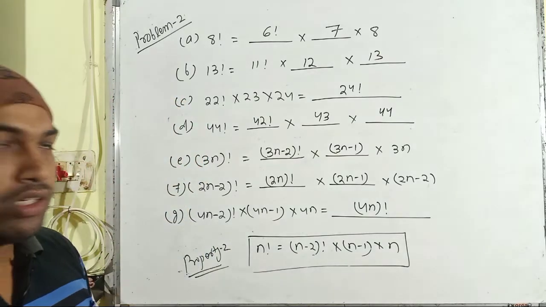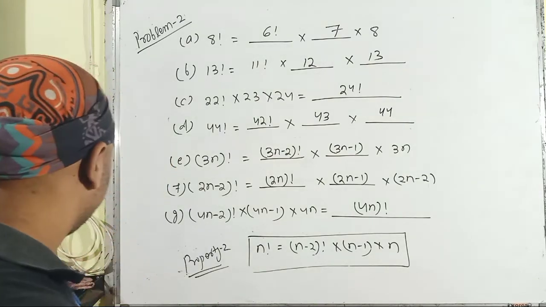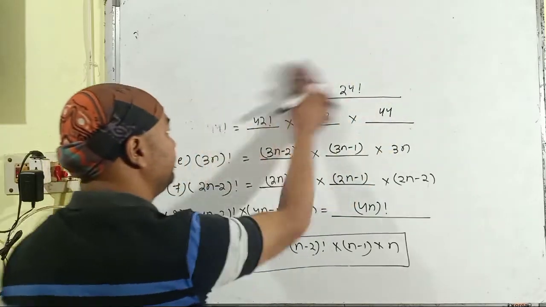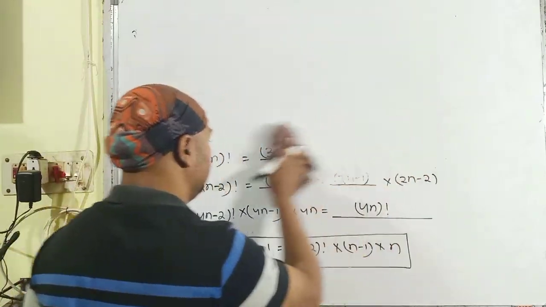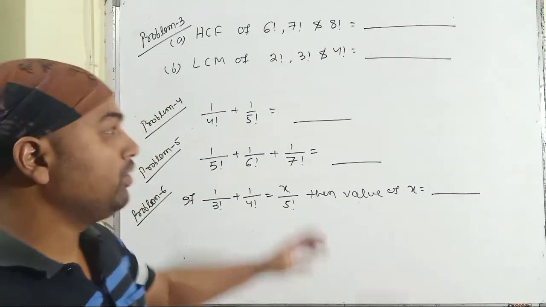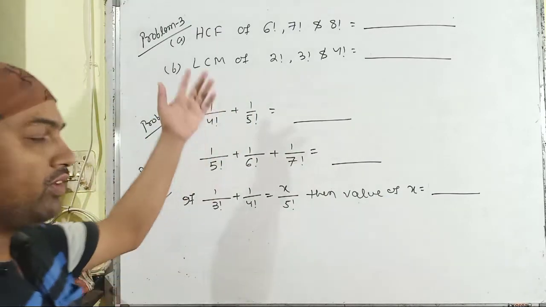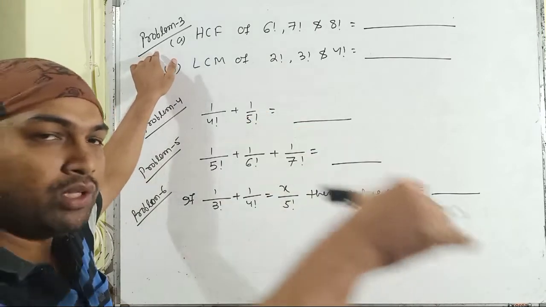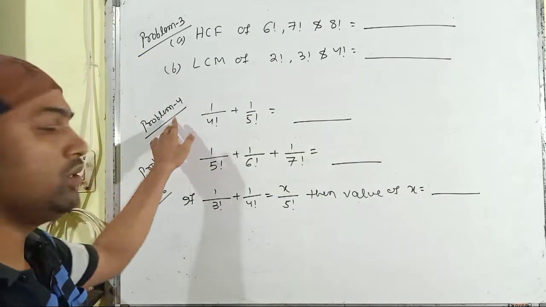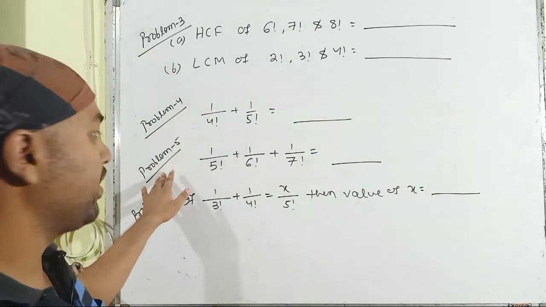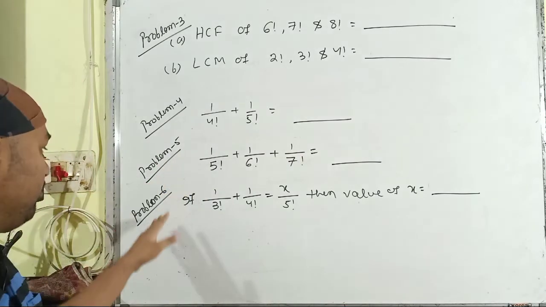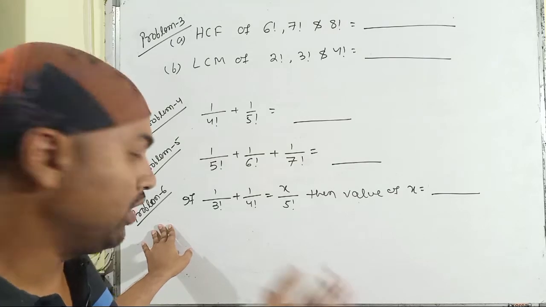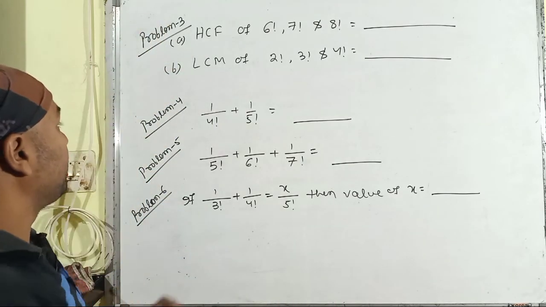Then let us move towards the next problem. Now solving the rest of the problems, which are based upon the respective properties. So problem number 3 is based upon property number 3, problem number 4 is based upon property number 4, problem number 5 is based upon property number 5, and similarly problem number 6 is also based upon property number 6. So let us solve problem number 3.